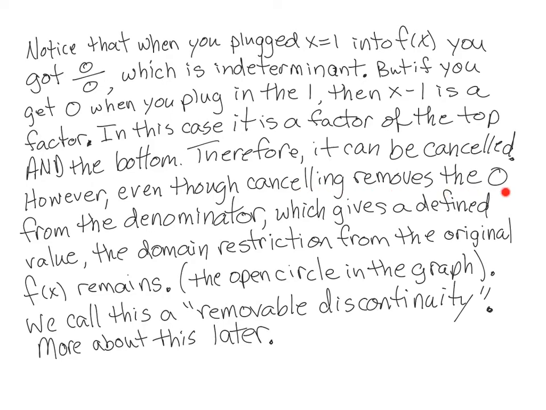Even though canceling removes the 0 in the denominator, which would make it undefined, the domain restriction from the original function remains even after the canceling. That's what the open circle was. But we call this a removable discontinuity because we canceled it and then we were able to plug in the x plus 1. So just keep all this stuff in mind. The 0 over 0 is very, very important for you to pay attention to.